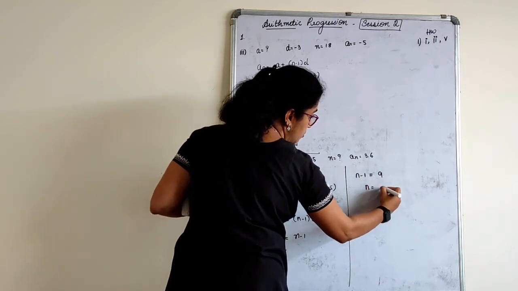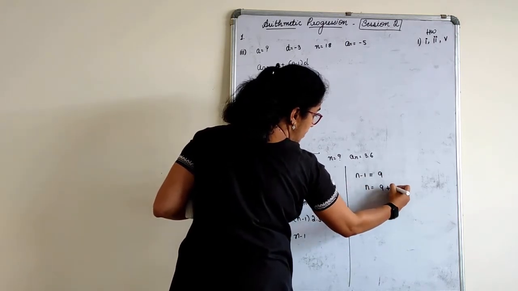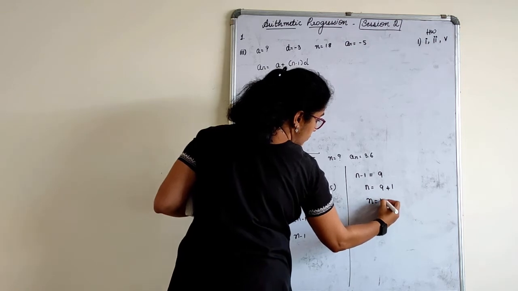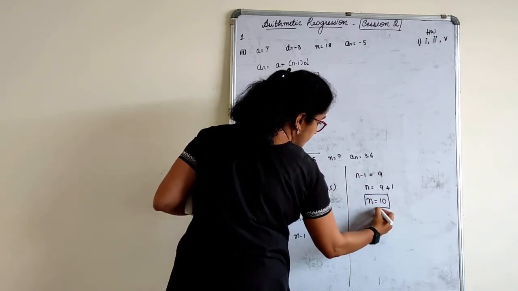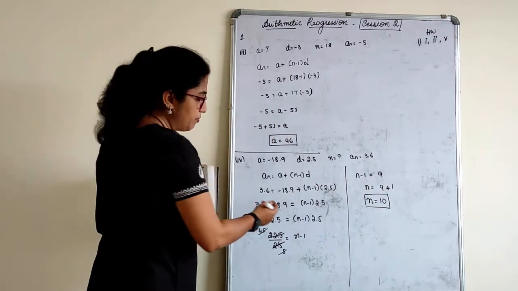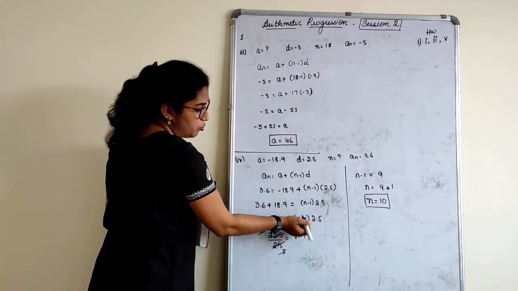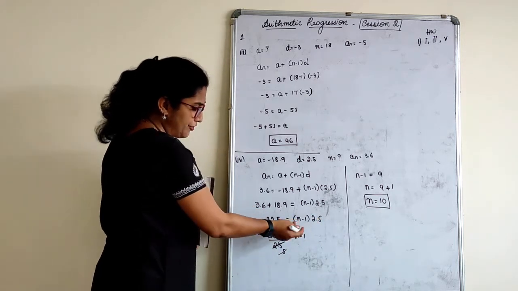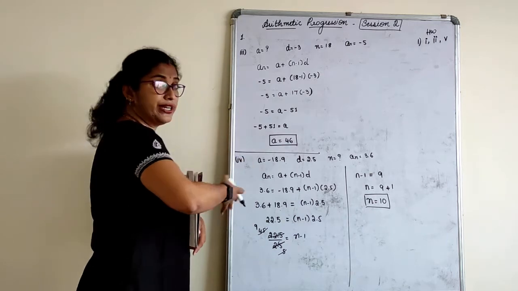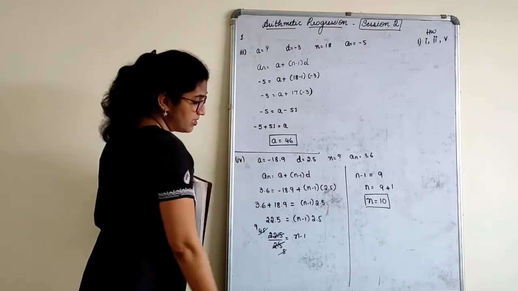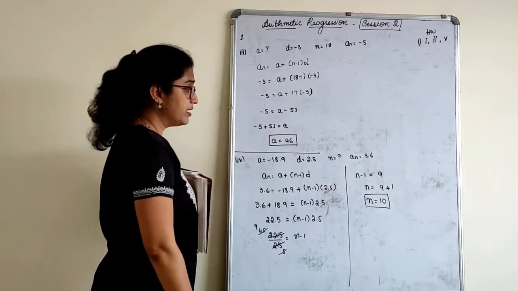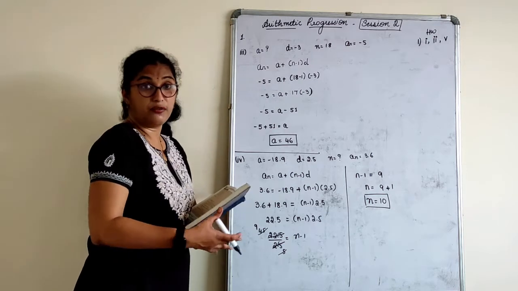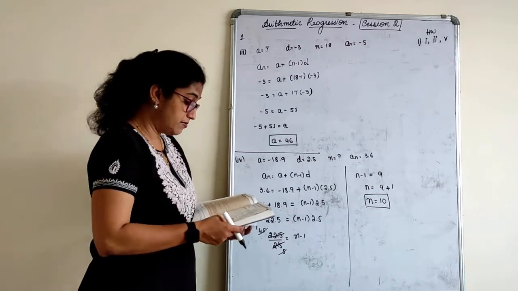n is equal to 9 plus 1. n is equal to 10. Right? Even if you multiply here, it will be 2.5n minus 2.5. Again, you have to add to it, subtract from it. Rather, this is the easiest way to do it. So, this is the way you have to find the remaining sums also.